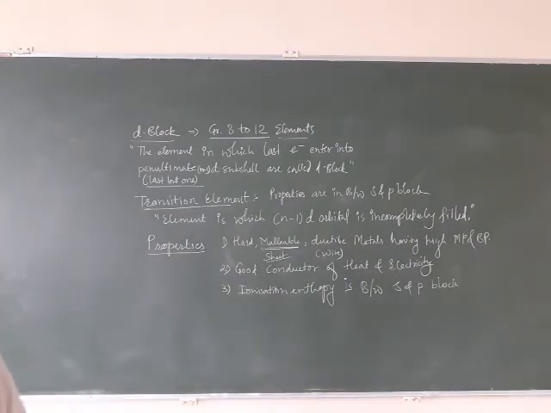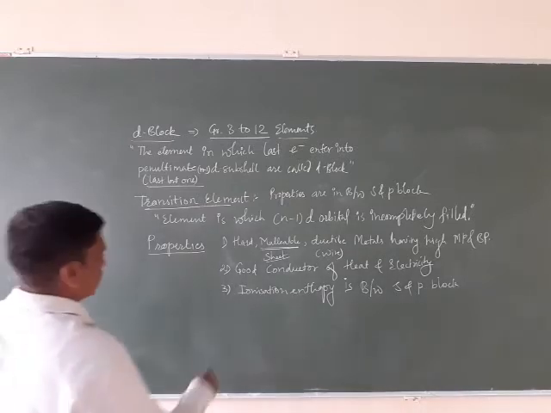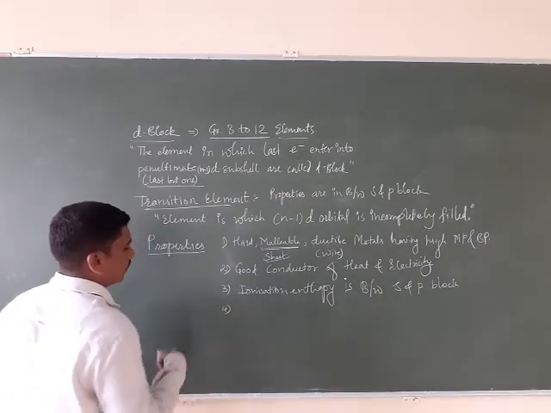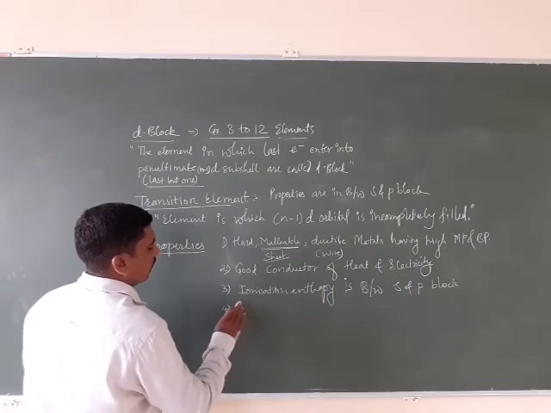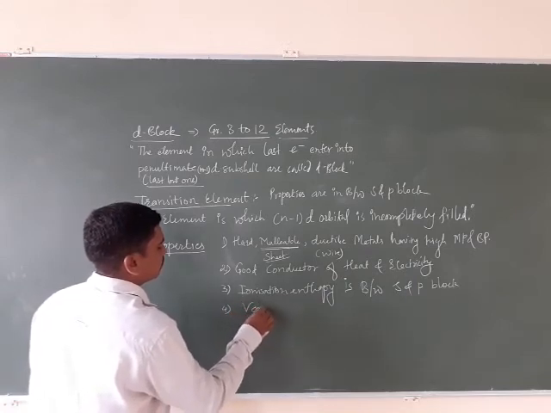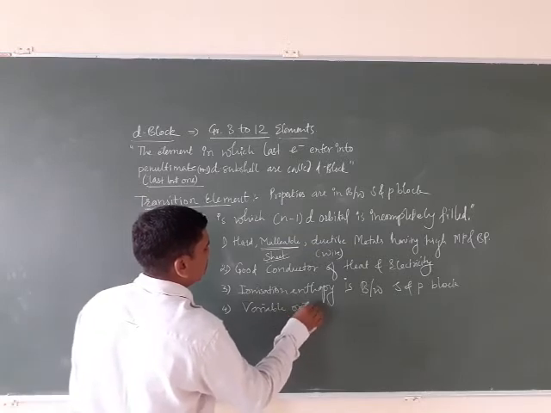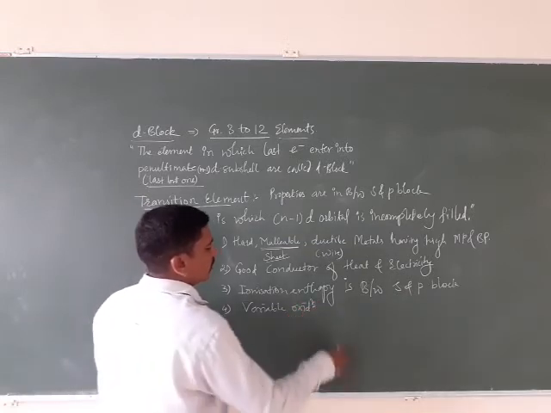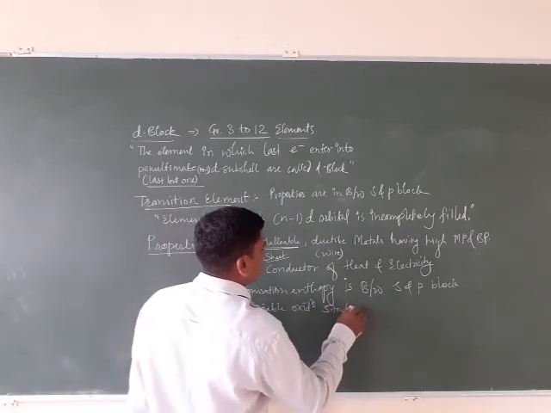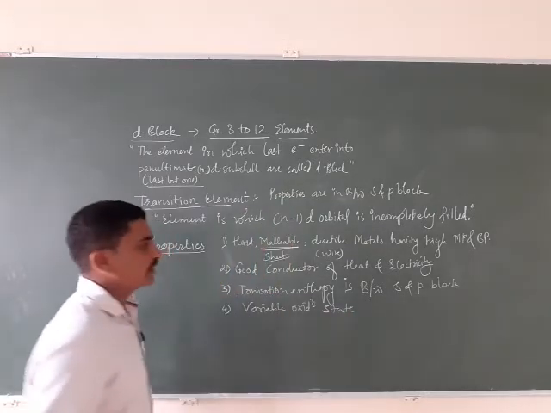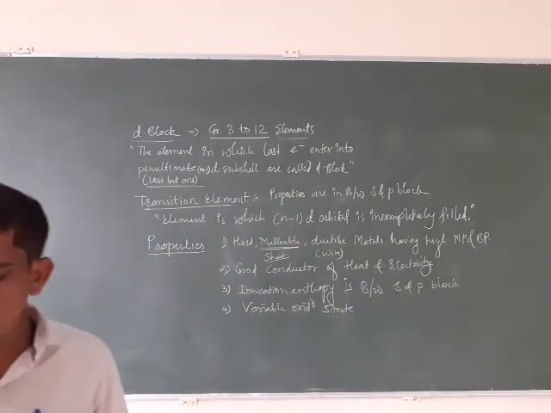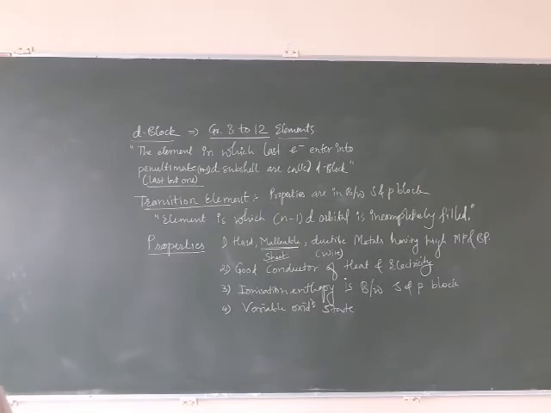Okay. Then the next one, they show variable oxidation states like the P block. Variable oxidation states. So they are electropositive in nature because they are metals. They always lose electrons, so they always show positive oxidation states.